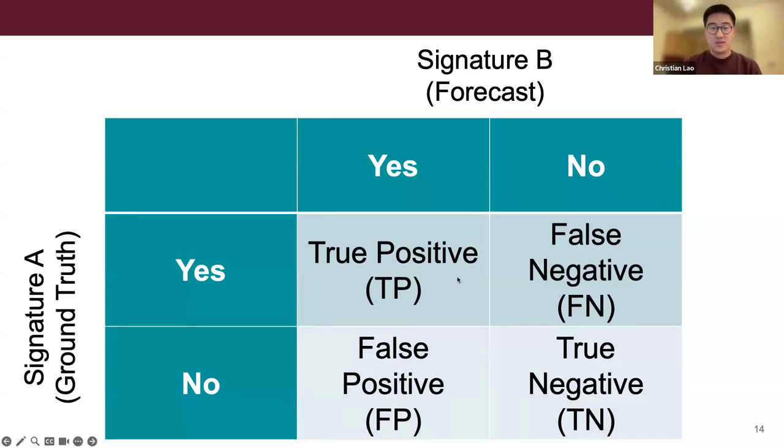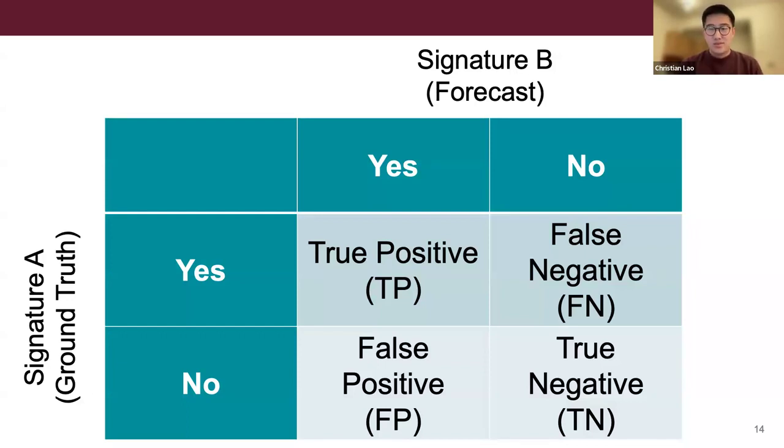So true positives are how often we see signature A with signature B. False negatives are how often we see signature A without signature B. False positives, how often we see signature B without signature A. And a true negative is how often we see neither signature A nor signature B.